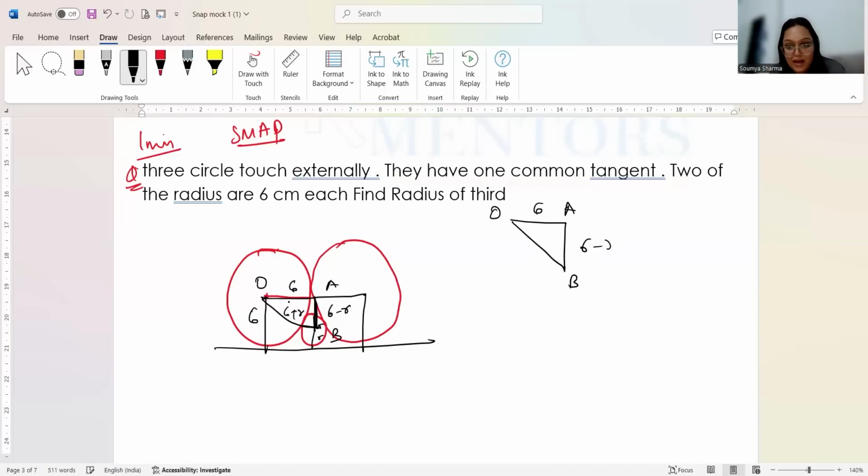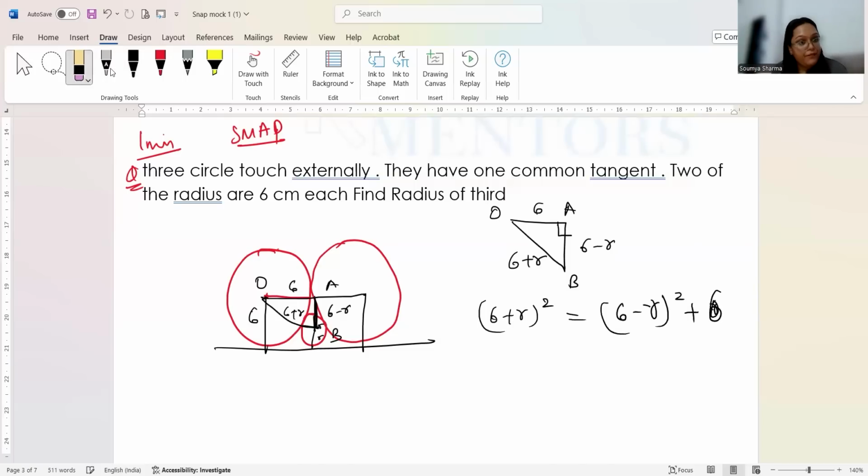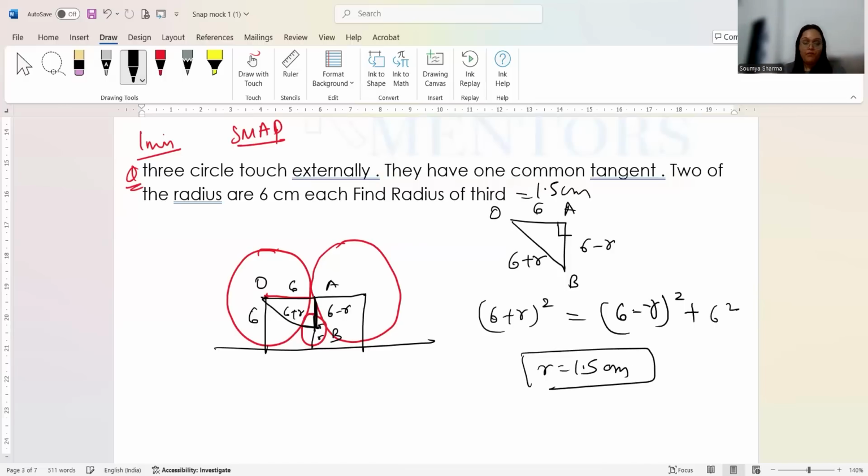OA is 6, AB is 6 minus r. You just have to apply the Pythagoras theorem, which is 90 degrees here. So when you apply the Pythagoras theorem, it will be (6 plus r) whole square is equal to (6 minus r) whole square plus 6 square. Okay. So when you solve this, r will come out to be 1.5 centimeter. So the radius of the smaller circle is 1.5 centimeter.